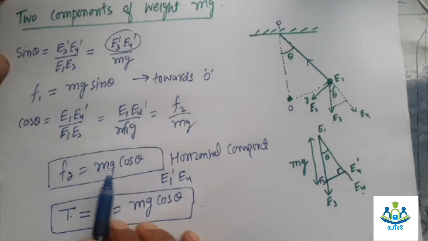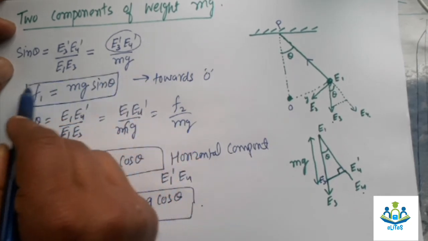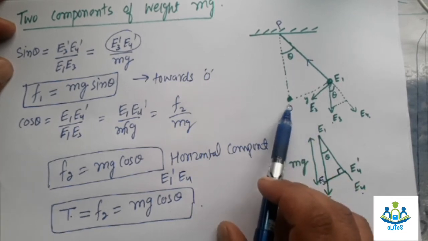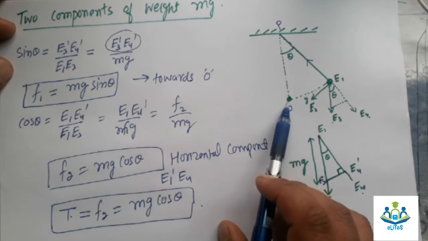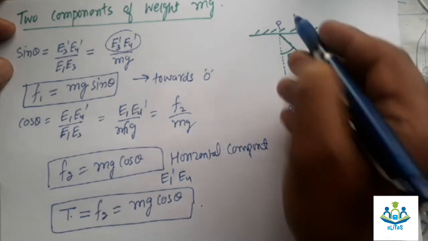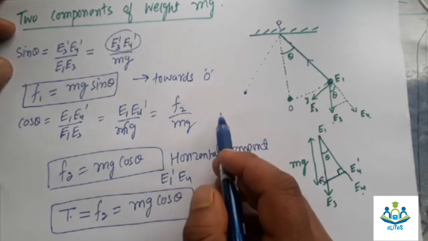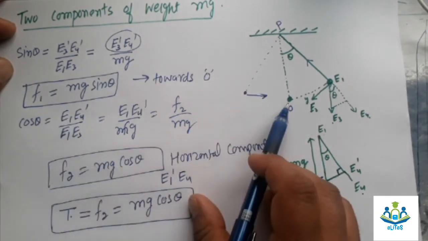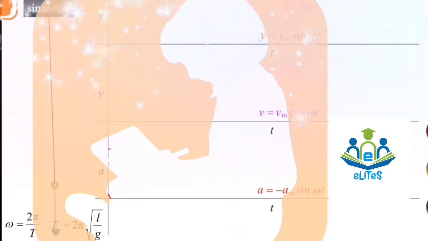So it is the vertical component of force F1, which is towards O, which plays the part. This force always tends to bring the bob to its origin. See, when the bob is on the left, or on the other extreme position, the restoring force F1 will be along O. So this force acts as a restoring force for the motion of the simple pendulum.